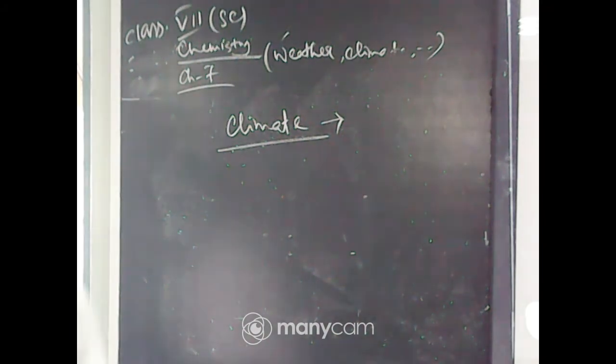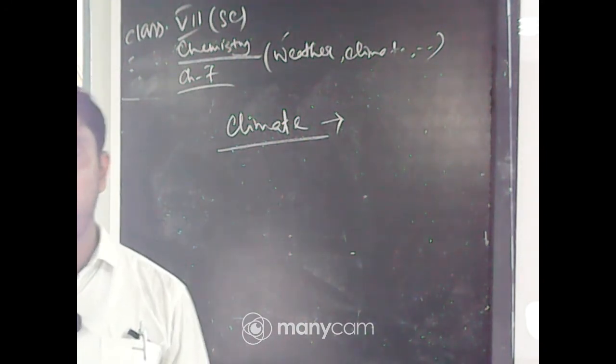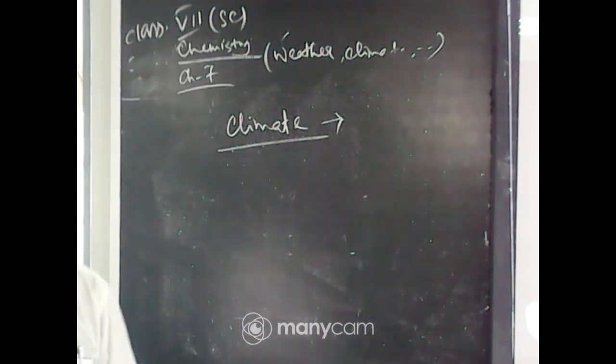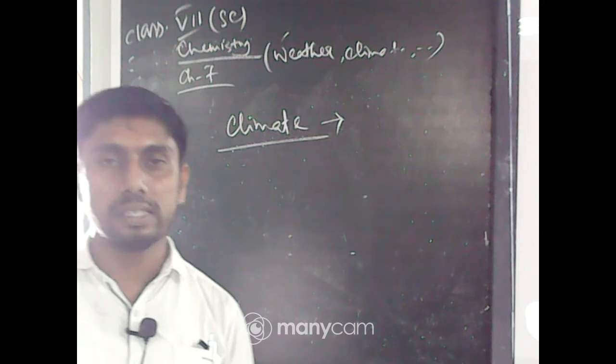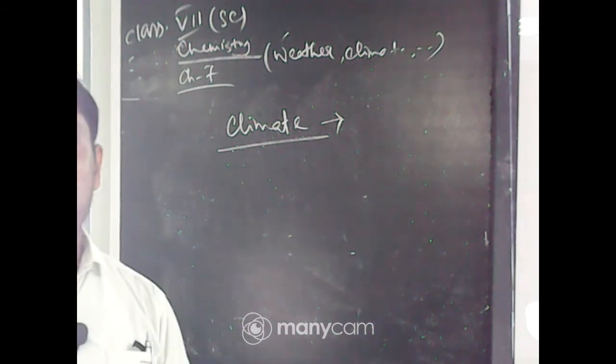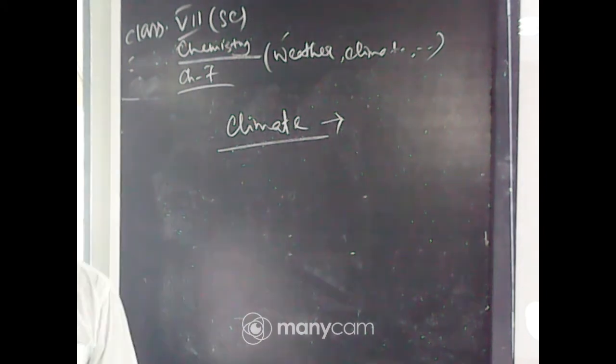If the temperature of that place remains high most of the time, then the place will be called hot in nature, and if the average temperature remains low, then it will be called a low temperature region.